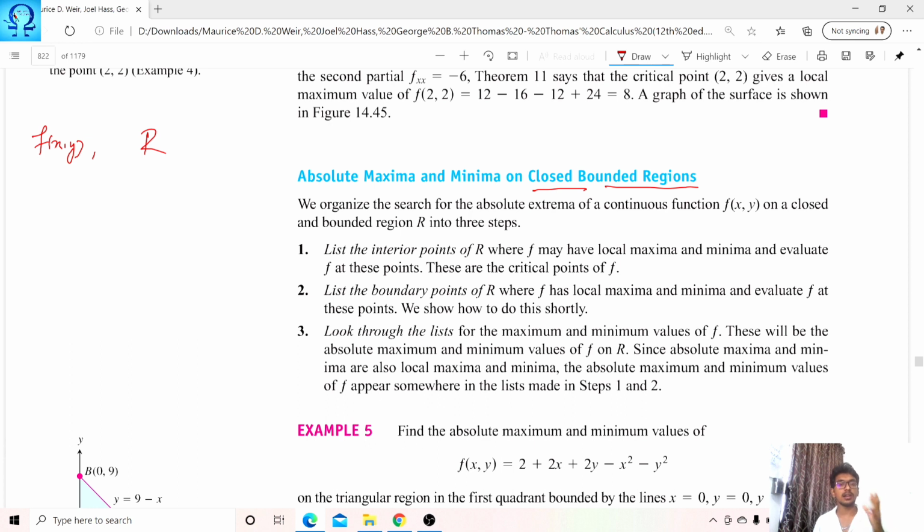Similarly, we will have to identify all local minimum points, and we'll have to evaluate the function at the boundary points as well. So among these minimum values and the points on the boundary, the most minimum is called the absolute minimum.